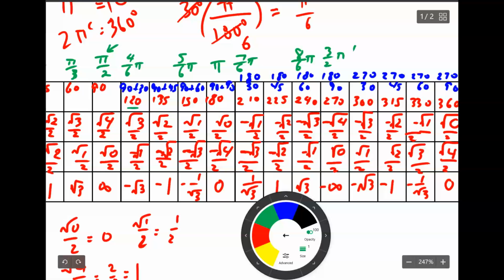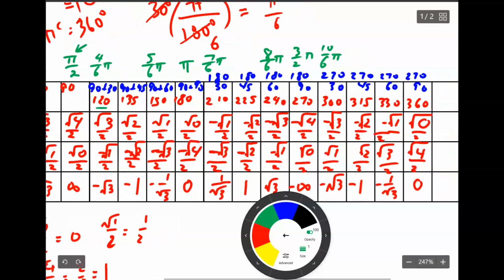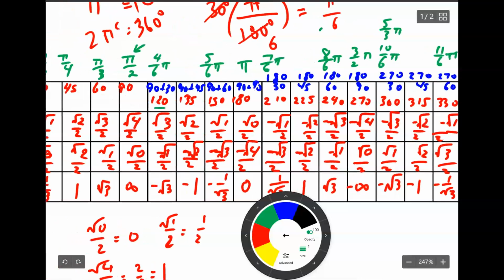And the next one is 10/6 pi, which is actually 5/3 pi. And then we skip the 45 degrees again, and we have 11/6 pi, and finally we have 2 pi, right? And now we could simplify some of these, like 10/6 pi is actually 5/3 pi, and 8/6 pi is actually 4/3 pi.